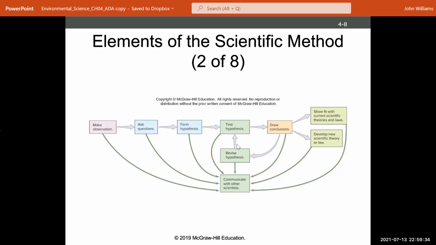There are ways where you could measure and test how bees respond to different wavelengths of light, and you would get those results, and then you would draw your conclusions. And if the data fit with your hypothesis and current scientific theories and laws, you would show that it supports your observation and supports other theory.